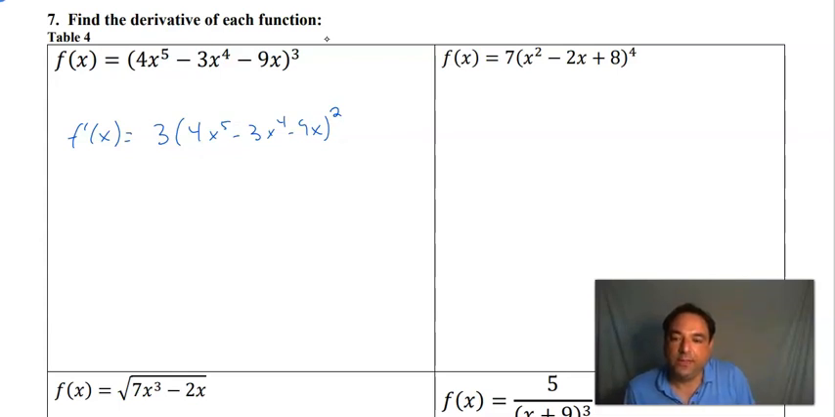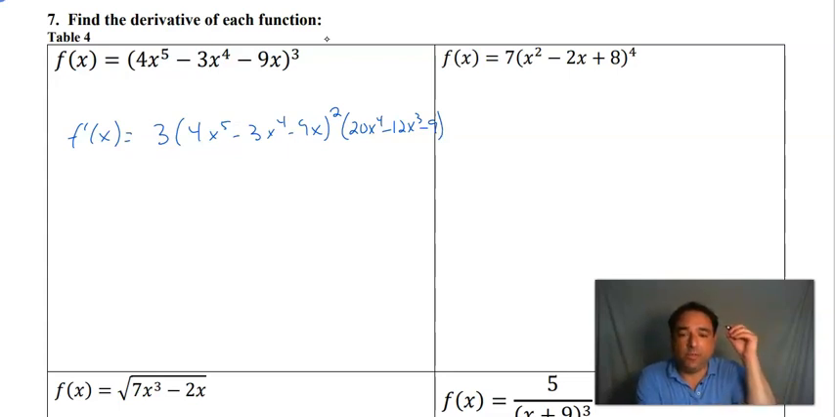So we have 3. The 3 exponent goes in front. The inside stays the same, 4x to the 5th minus 3x to the 4th minus 9x. Subtract 1 from the exponent, 3 minus 1 is 2. Then you multiply by the derivative of the inside. So the derivative of 4x to the 5th is 20x to the 4. The derivative of minus 3x to the 4th is minus 12x to the 3rd. And the derivative of minus 9x is minus 9.